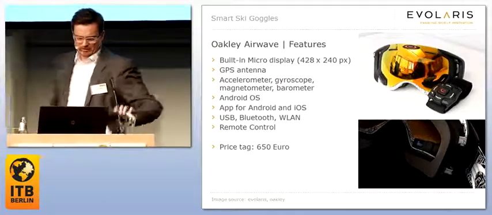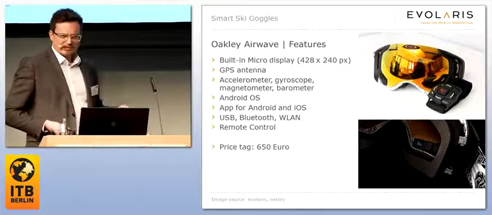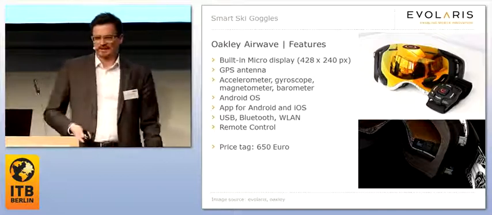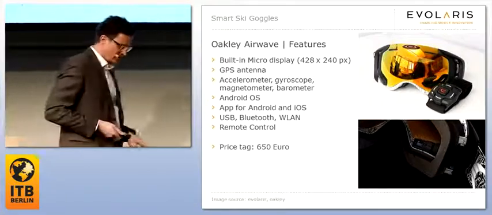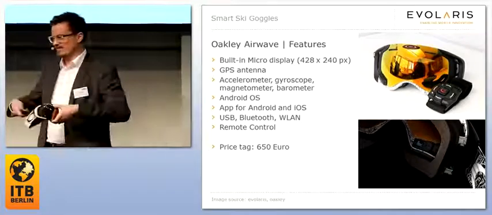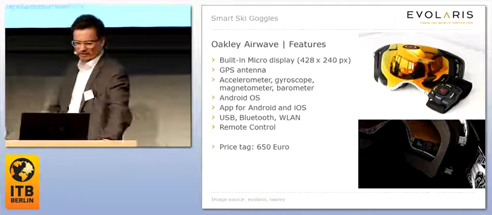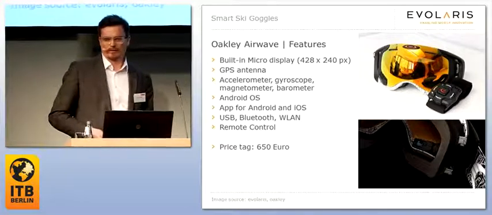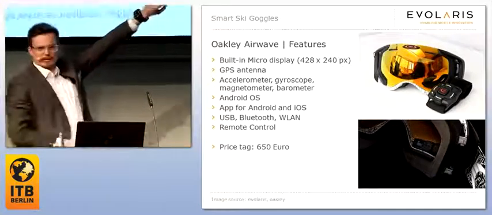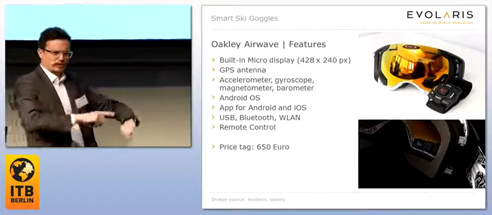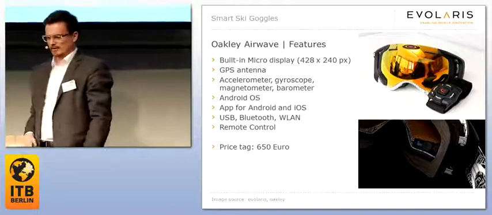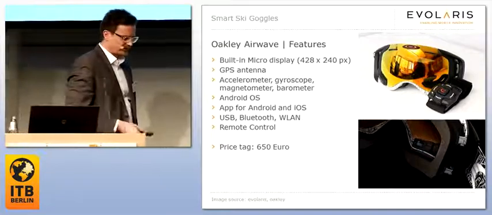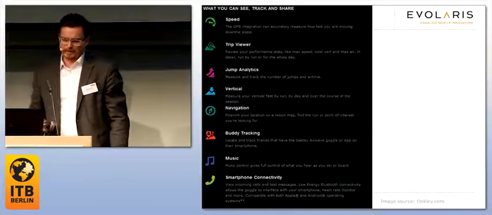It's based on these smart ski goggles, so there's a micro display built in these goggles, GPS antenna, all kinds of sensors. On these goggles, an Android operating system is running, so we developed the software which is running here during this project. And it's connected via Wi-Fi, Bluetooth, or USB. It comes with this control unit with big buttons, so you can control it on the slope even while you're wearing your ski gloves. It's on the market since more than a year now. It costs about 650 euros.